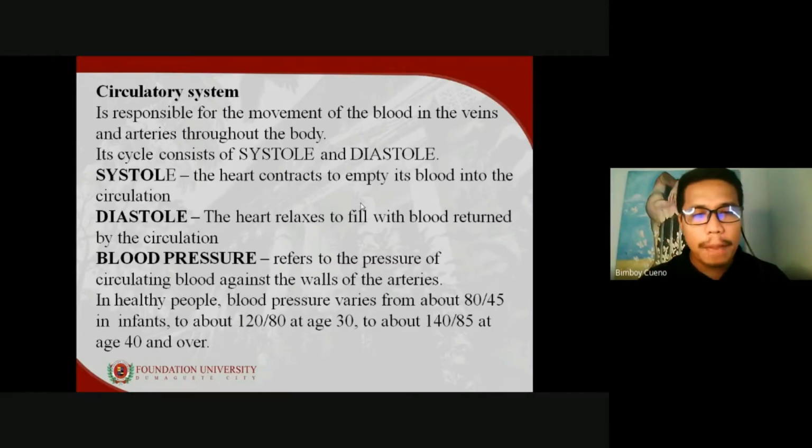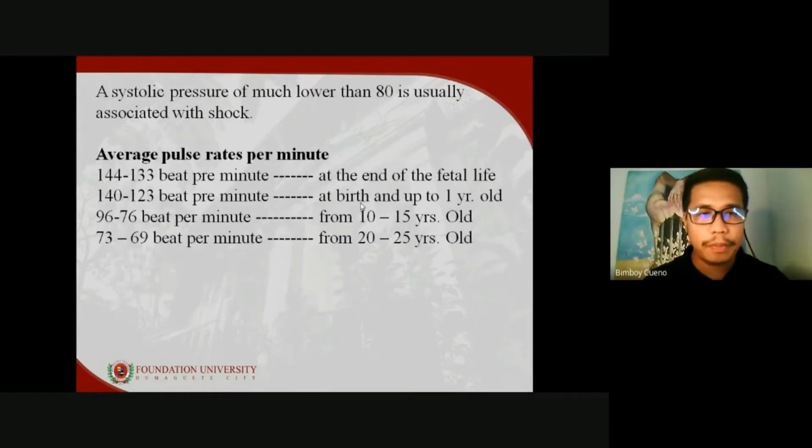Okay? So blood pressure refers to the pressure of the circulating blood against the walls of the arteries. In healthy people, blood pressure varies from about 80 to 45 or 80 over 45 in infants to about 120 over 80 at age 30 to about 140 over 85 at age 40 and over. A systolic pressure of much lower than 80 is usually associated with shock.